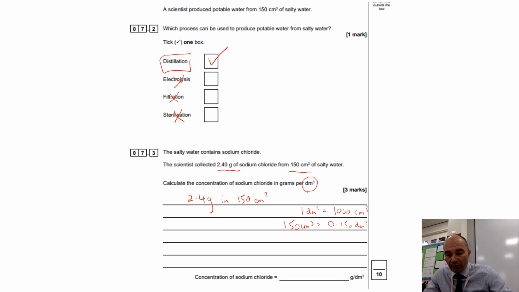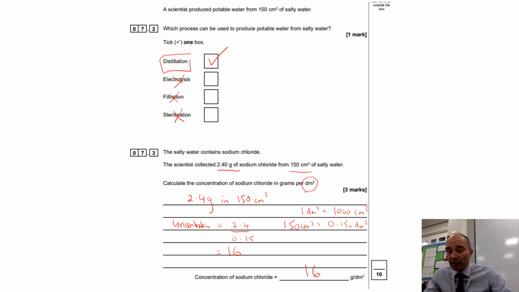We can now work out the concentration from this. So if we've got 2.4 grams in 0.15 decimetre cubed, to calculate the concentration, we need to do the mass, 2.4, divided by the amount of liquid solvent in decimetres cubed. We've got 2.4 divided by 0.15. Put that into your calculator carefully and you get your answer of 16 grams per decimetre cubed.